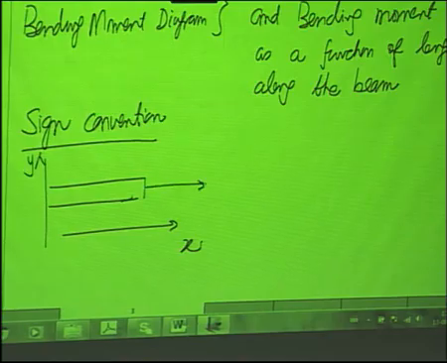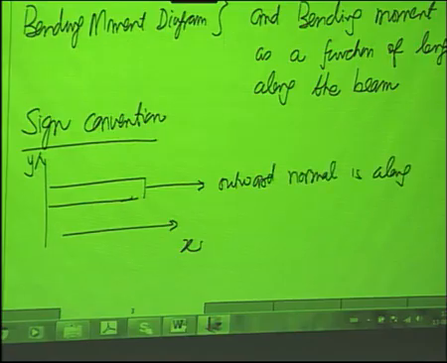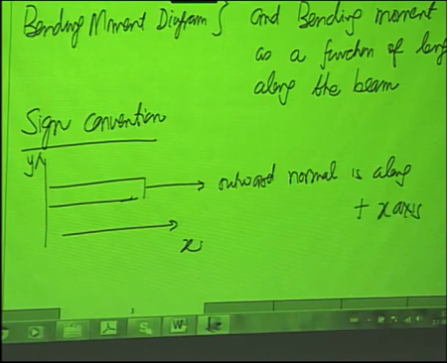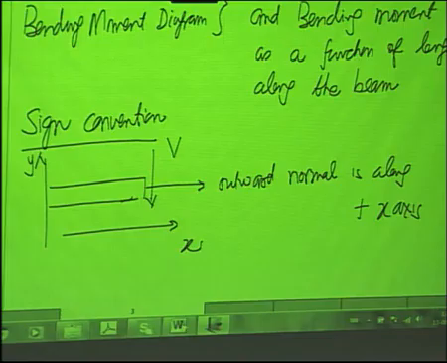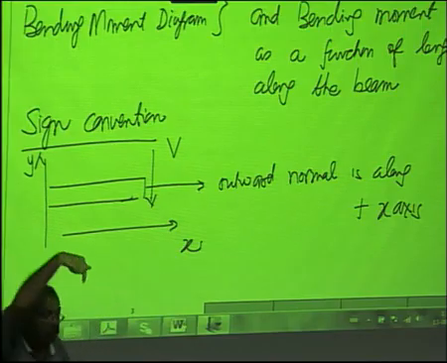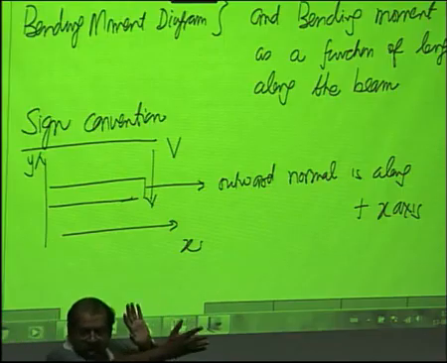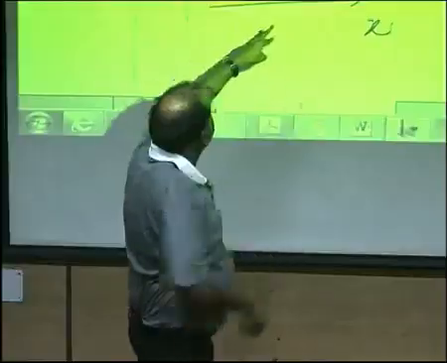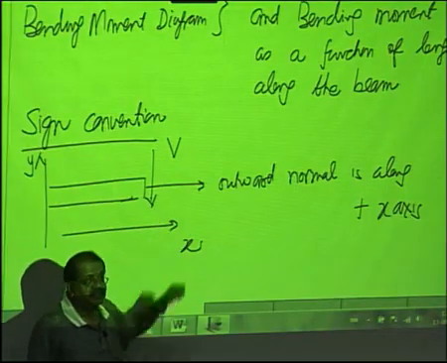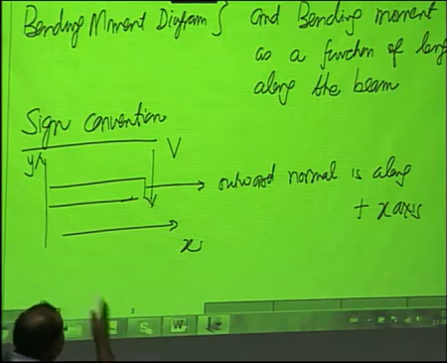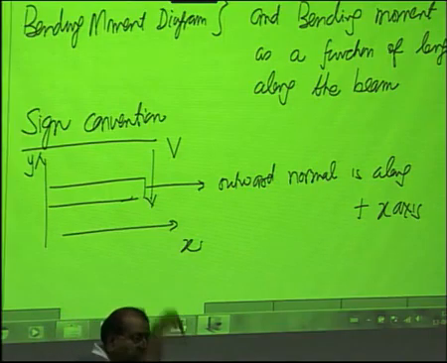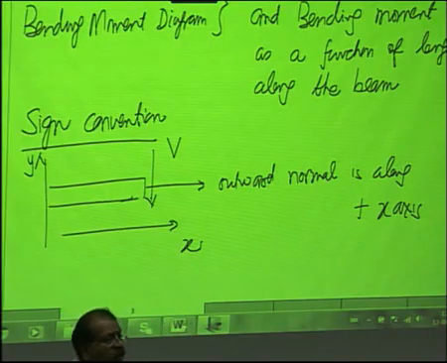If I look at this face, the outward normal here is along the plus x axis. Now, the shear force as per the convention of the book, on this face, we write the shear force as V, and on the face where the normal is along the positive x axis, the downward V is taken to be positive. So, we will call it shear force V if, on this cut section, the force turns out to be pointing downwards, then that is what is referred to as positive V.